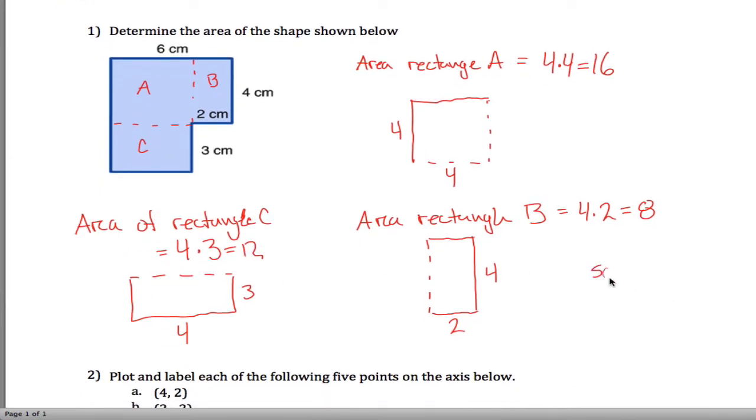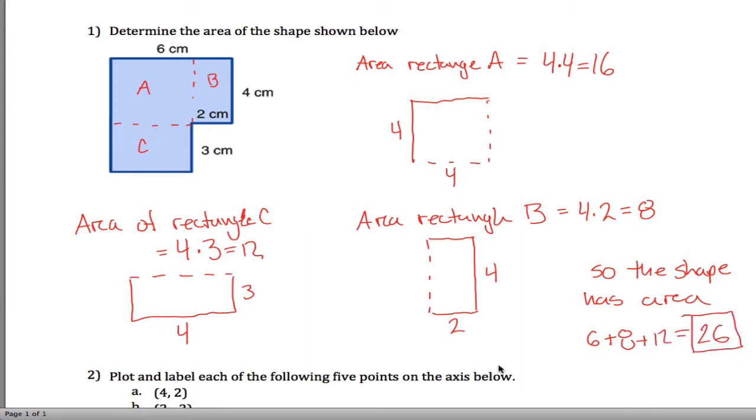And so what I can do is I can say, so this shape has area this plus this plus this, 16 plus 8 plus 12. Which if you add those up, I think you get 36. And that's the final answer to the question.